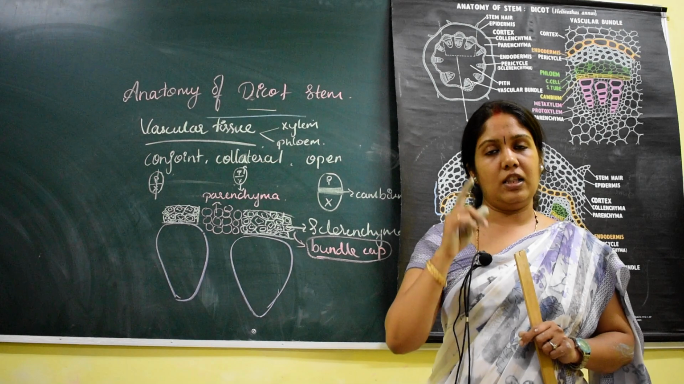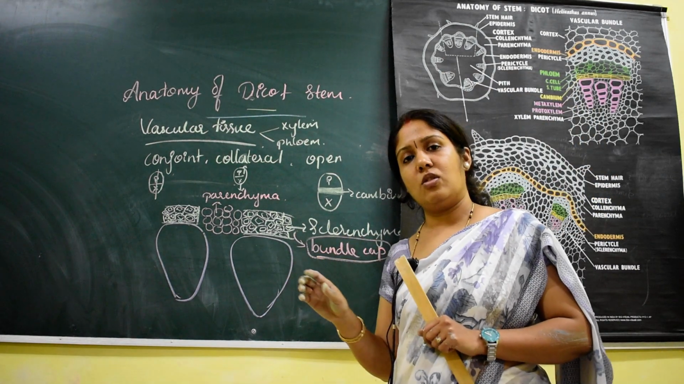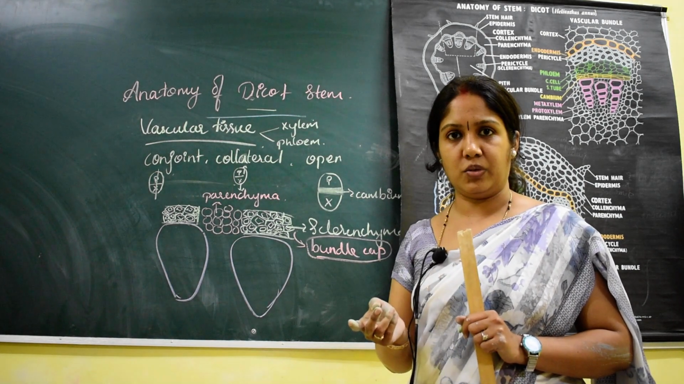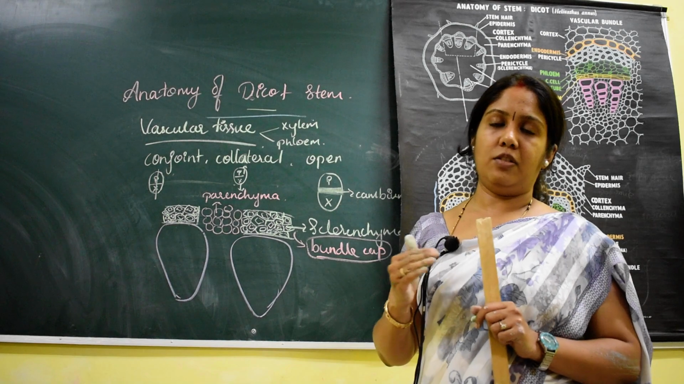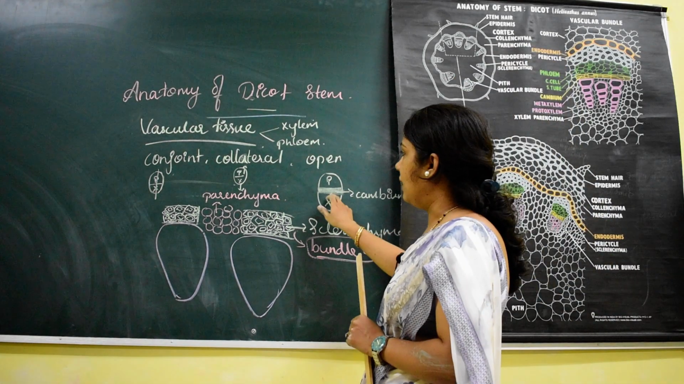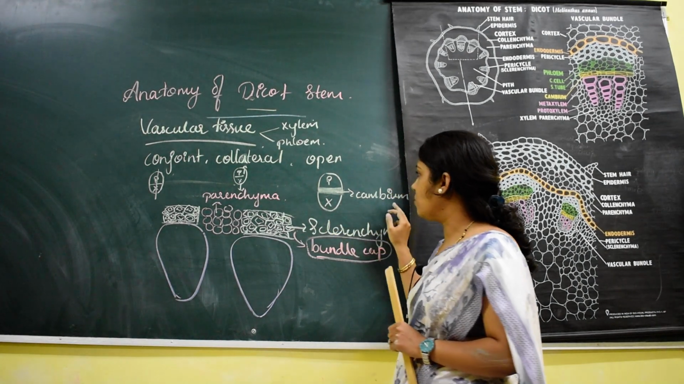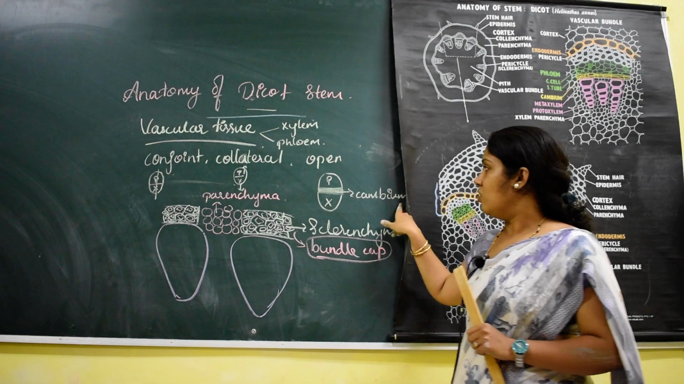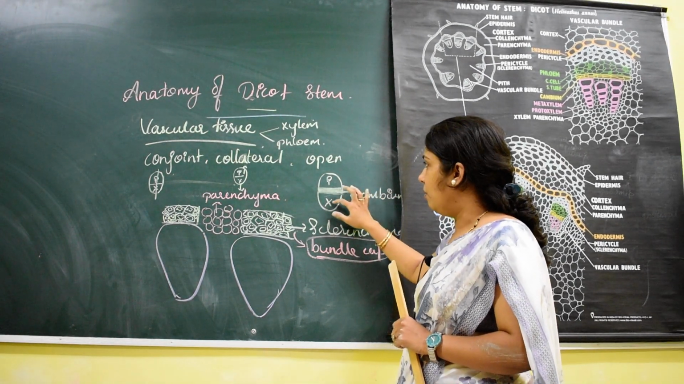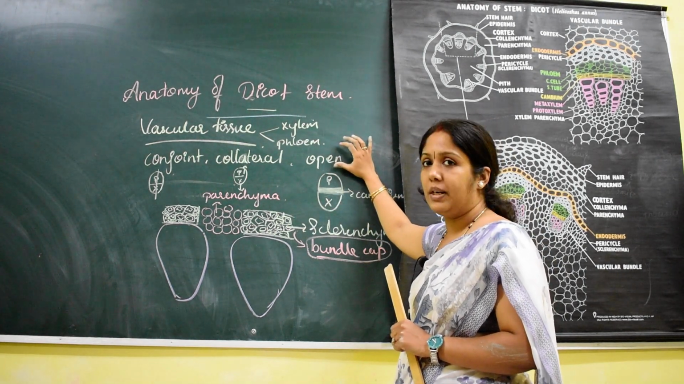We studied in the first class, when we started this chapter, anatomy of flowering plants, that plant tissue is mainly classified into meristematic tissue and permanent tissues. Then the permanent tissue was classified into simple and complex. Here there is a patch of meristematic tissue. That meristematic tissue is called cambium. If this cambium is present between xylem and phloem, then that type of vascular bundle is called open type.